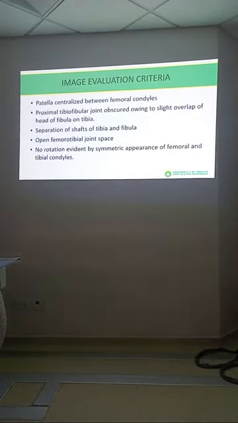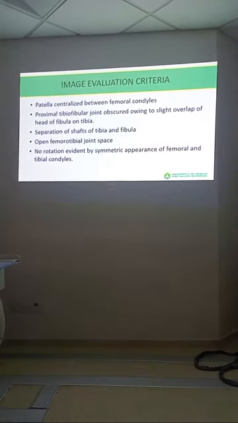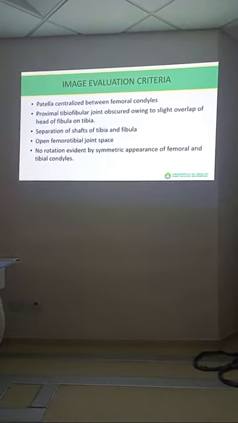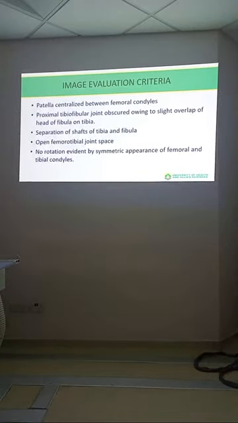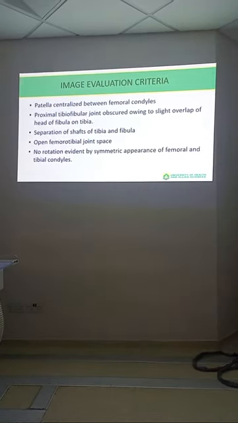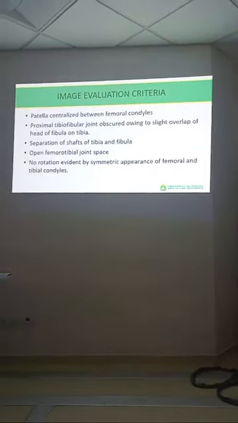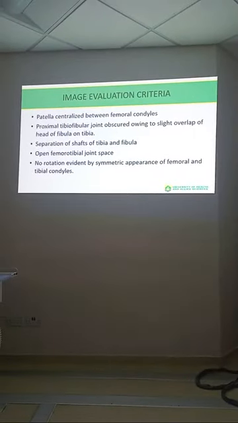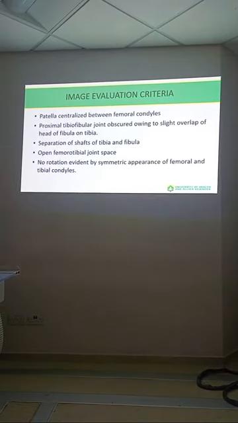For the image evaluation criteria for the AP, we want to make sure that the patella is centralized between the femoral condyles. The proximal tibiofibular joint is obscured owing to the slight overlap of the head of the fibula on the tibia. Then we are making sure that the shafts of the tibia and fibula are separated. The femoral-tibial joint space is open and then there is no rotation.